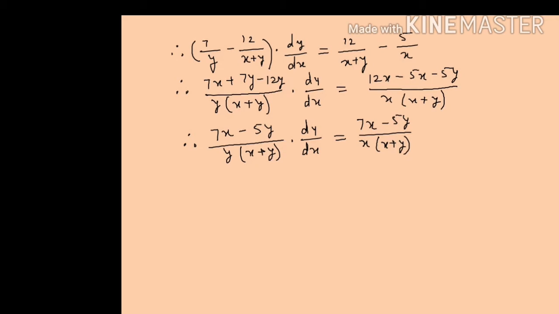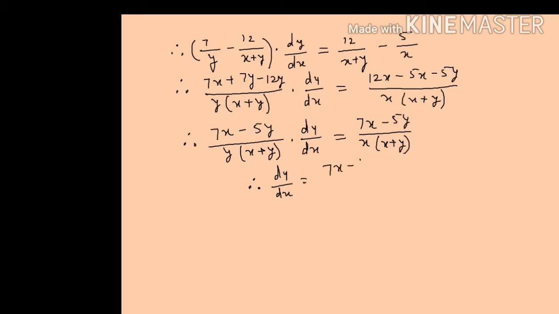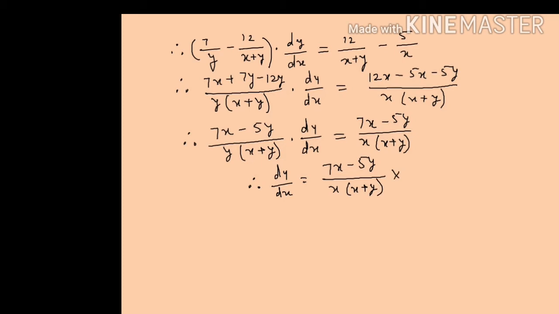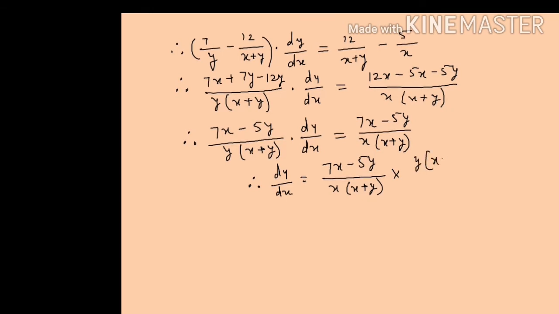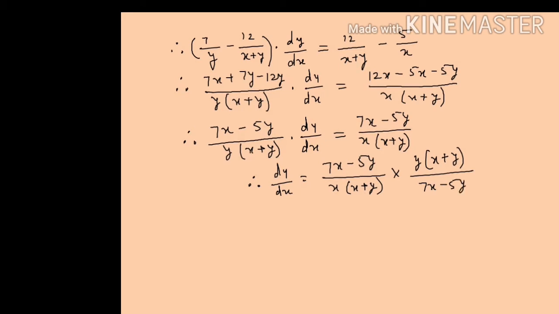Now take this term on the other side because we have to find dy by dx. So we get dy by dx is equal to 7x minus 5y upon x into x plus y into, now this LHS term you have to bring it on RHS. So you have to take the reciprocal of it. So you'll get y into x plus y upon 7x minus 5y. So now you can cut this x plus y, and also this 7x minus 5y will get cancelled.